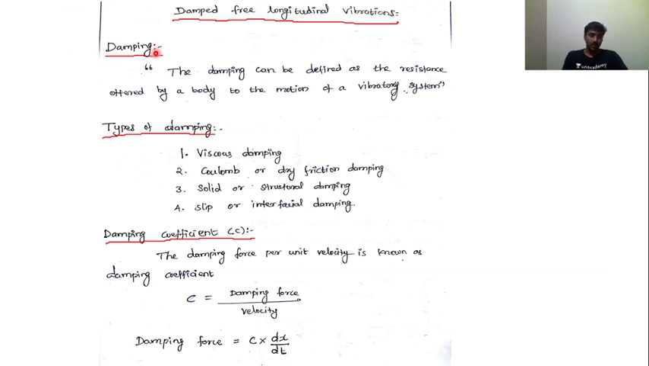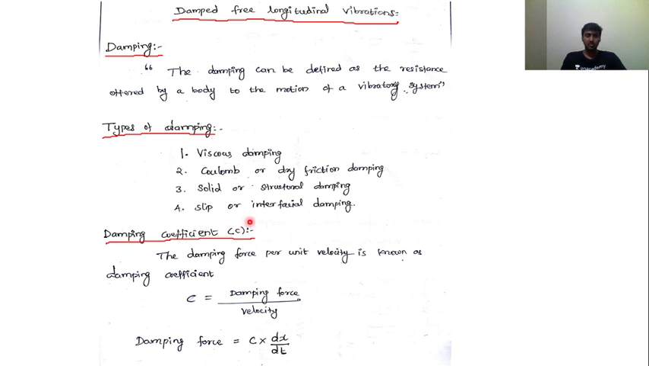Coming to damping, damping can be defined as the resistance offered by a body to the motion of a vibrating system. The types of damping are viscous damping, Coulomb or dry friction damping, solid or structural damping, and fourth, slip or interfacial damping. So these are the damping types used here.